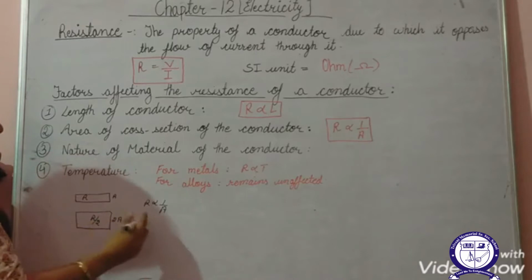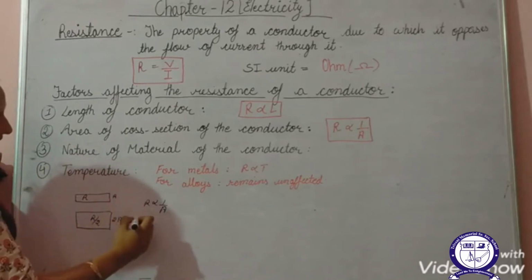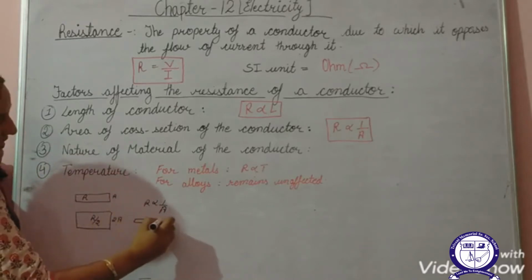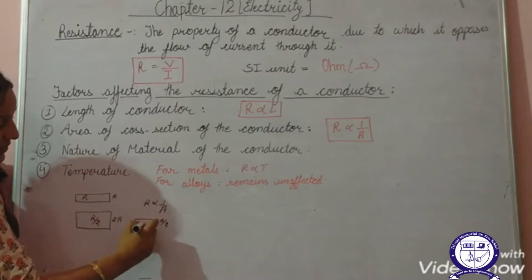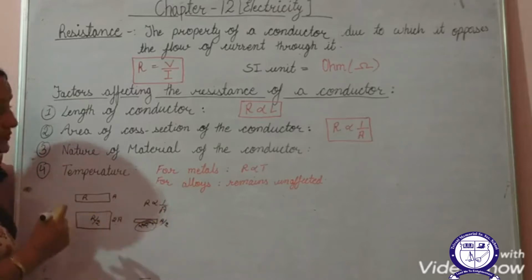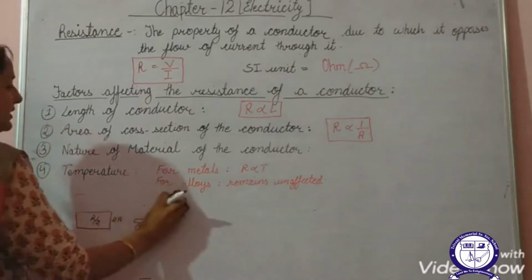In the similar way, suppose this wire has area A. If I take another wire whose area of cross section is half, then in this case the resistance will be twice. This was about the area of cross section of the conductor.